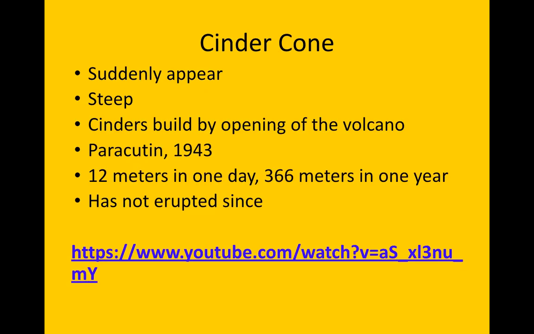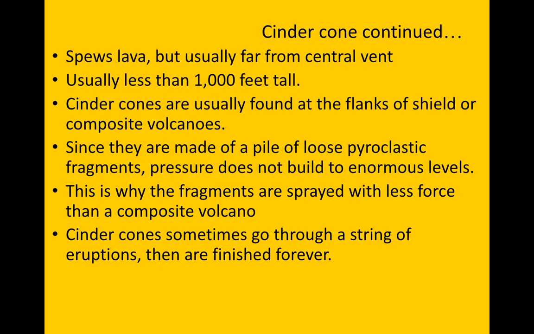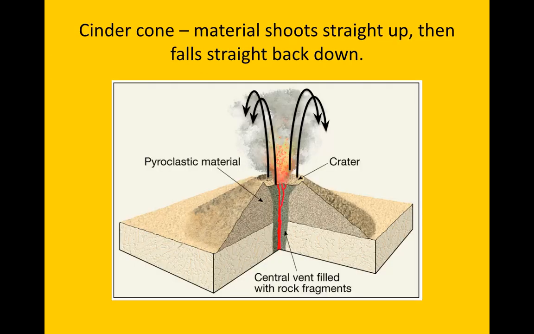Cinder cones, they're relatively small. They appear next to other volcanoes or alongside other volcanoes. And the most famous one is called Paricutin. It is a huge cinder cone volcano. You don't hear much about cinder cones, and in the video Volcanoes 101, they don't even mention cinder cones. They usually just exist alongside other volcanoes, and they're usually less than 1,000 feet tall.